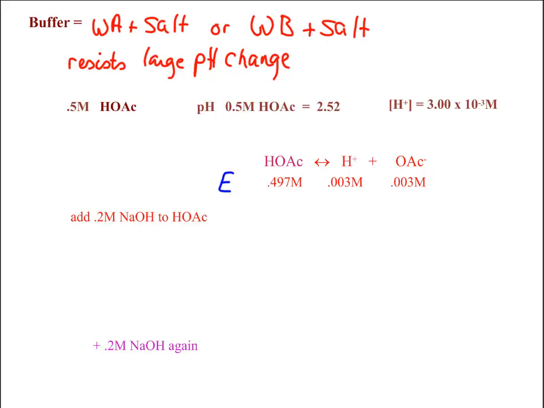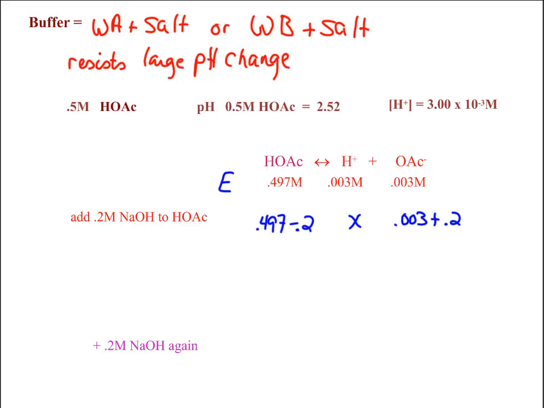So if I'm going to add 0.2 molar of a base, that's going to decrease my acid concentration. So it's going to be 0.497 minus 0.2 molar. I'm going to increase my hydrogen ion concentration because I'm driving the reaction to the right. So that's going to be X. And for each acetic acid molecule that I rip off a hydrogen, I generate an acetate ion, and so my concentration of acetate ion is going to be 0.003 molar, which is what I started with, plus the 0.2 molar that I add from the sodium hydroxide.